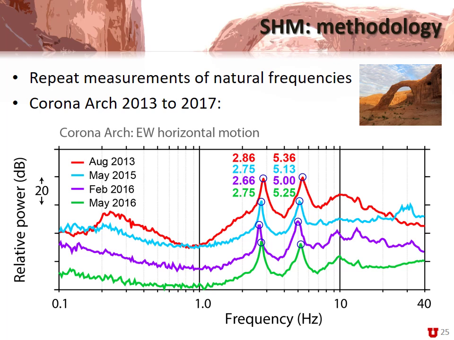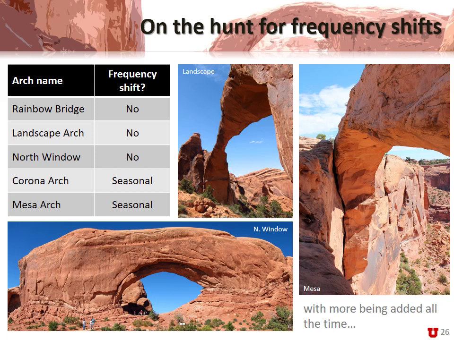So we're now on the hunt for resonant frequency shifts with this concept of structural health monitoring. Some of our sites, for example, Landscape Arch, we've really observed no resonant frequency shifts. Mesa Arch here in Canyonlands, beautiful arch, measured there a lot. That has a strong seasonal signal like Corona Arch did, but really can't say that we've seen any permanent change. Here's North Window. We've measured there a couple times. Rainbow Bridge, of course, and Minion.